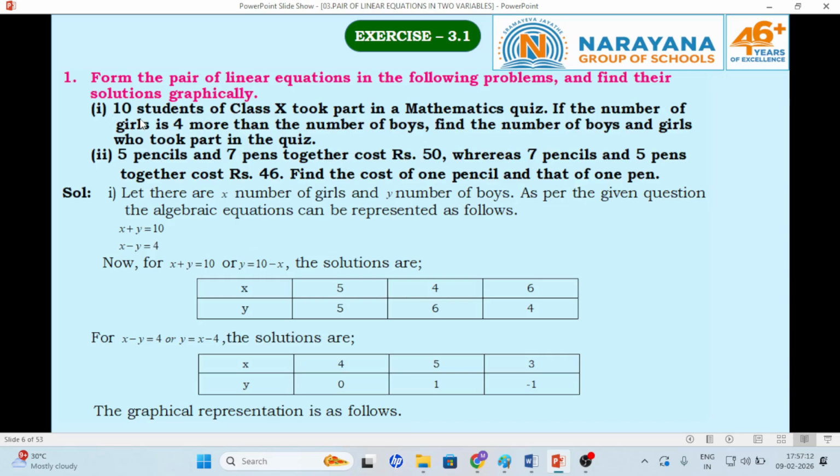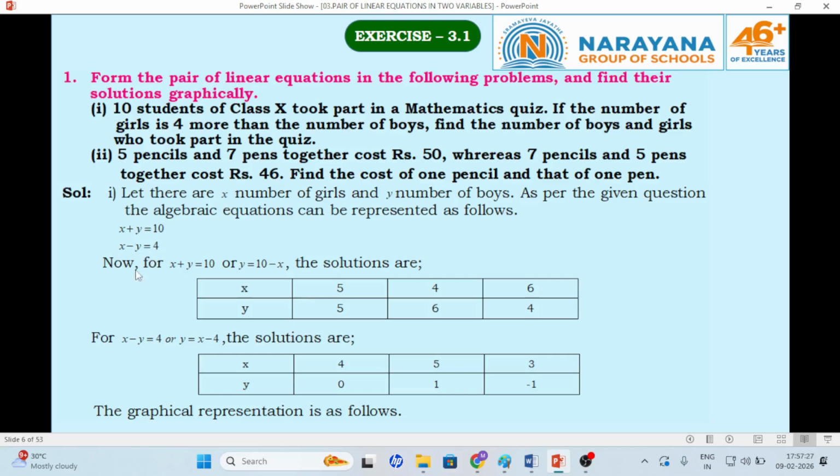So, 10 students of class 10th, boys and girls together is 10. Let x be the number of girls and y be the number of boys. So x plus y is equal to 10. As girls are more than boys by 4, the difference of them is 4.